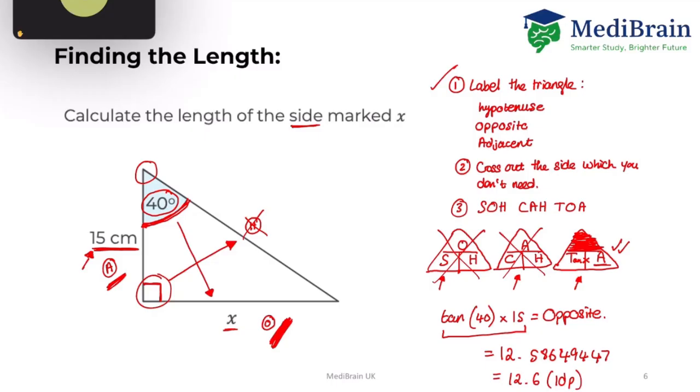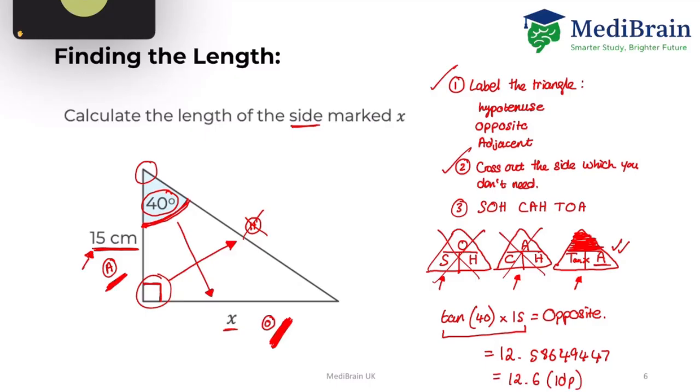Then you cross out the side which you don't need. In this case, we didn't need the H because we had no information. There was no value and it wasn't X. So we crossed it out because it was completely irrelevant. We didn't need it at all. Step 3, draw out your triangles, SOH CAH TOA, and look at the triangle which has your O and your A in it, or the side which you haven't crossed out.